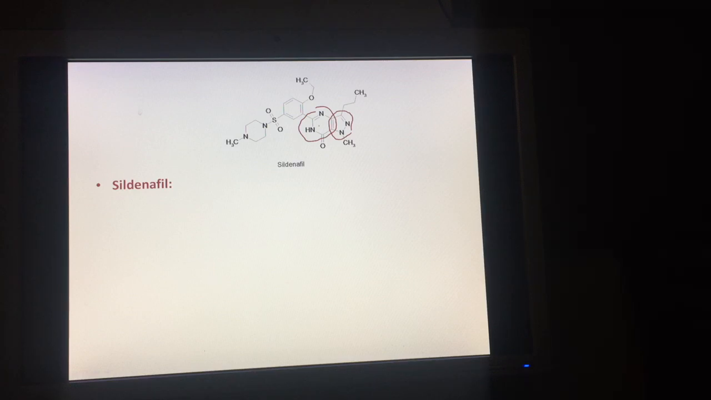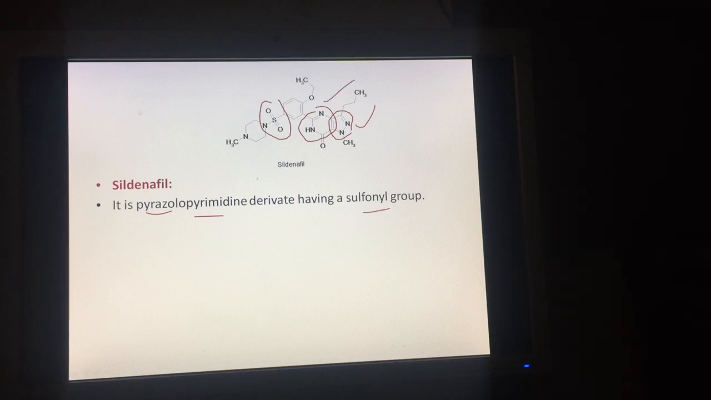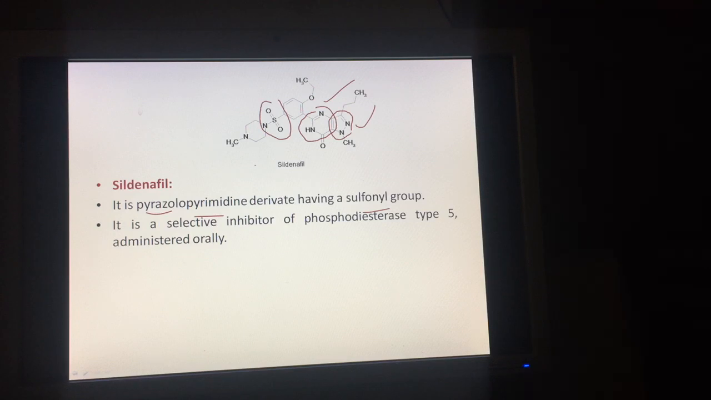It is a pyrazolo-pyrimidine derivative, and in addition to this, it contains a sulfonyl group. It is a selective inhibitor of phosphodiesterase type 5, and it is used through the oral route. The plasma half-life of sildenafil is only about 3 to 5 hours. So this was about the drug sildenafil.